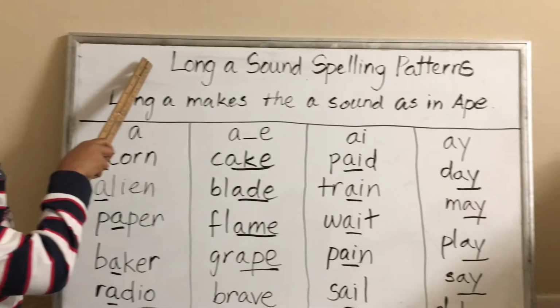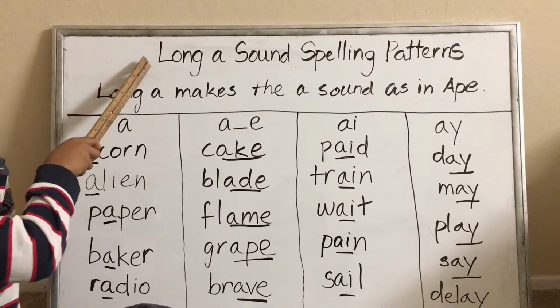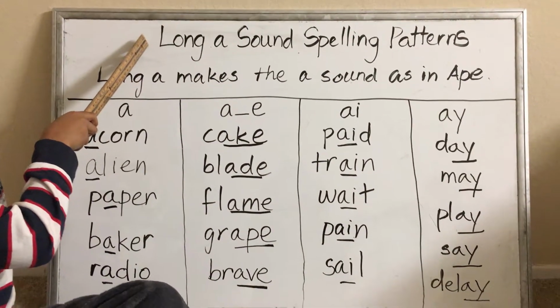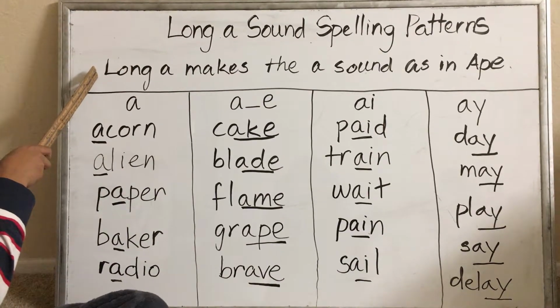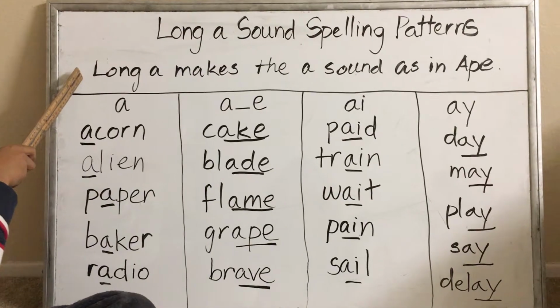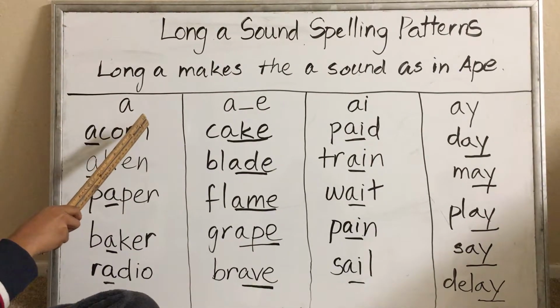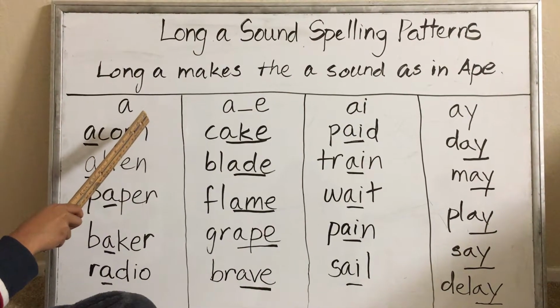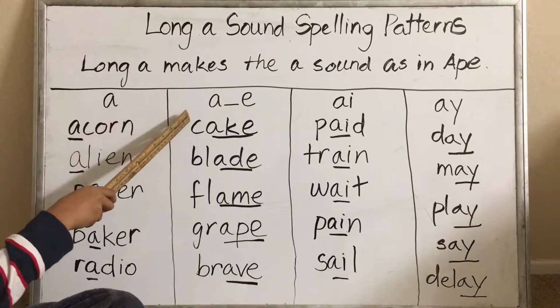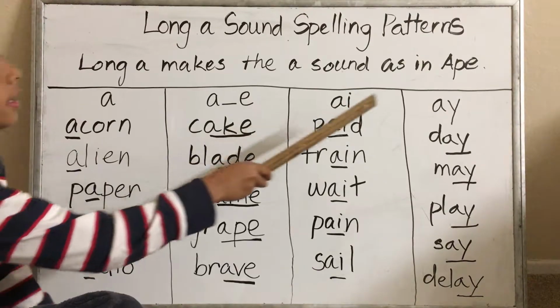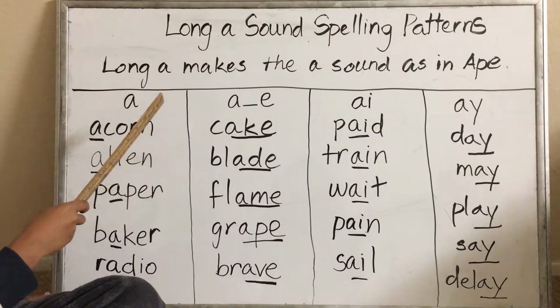In today's video, we'll be learning long A sound spelling patterns. We all know long A makes the A sound as in ape. There are 4 ways that the sound A can be spelled: A, A blank E, AI, and AY.